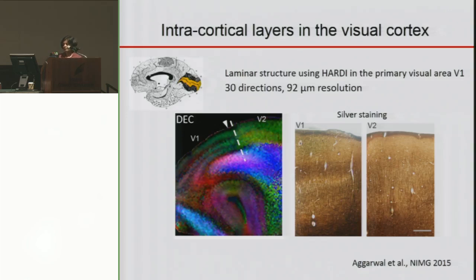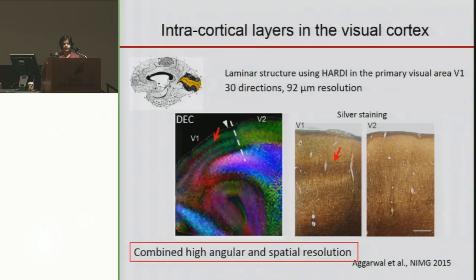And then again, we can go ahead and look at comparison with silver staining in the same specimen to try and understand what these diffusion contrasts mean. So here on the right, I've shown silver stain sections. So here we can see horizontal fibers in 2 particular cortical layers that are running parallel to the cortical surface in the visual cortex, or in the primary visual area to be specific. And then we can see on the right that the secondary visual area shows predominantly radial fibers. So this can then help us understand what the diffusion contrasts in the ex-vivo brain mean. And this is also an example that highlights how combining high angular and spatial resolution can be used to probe microstructure in the post-mortem brain.